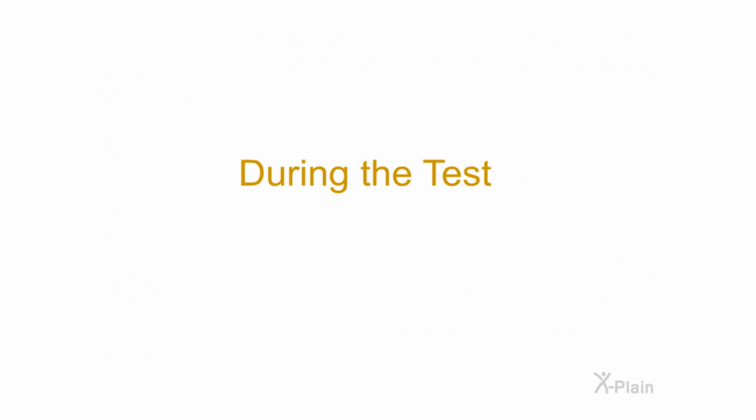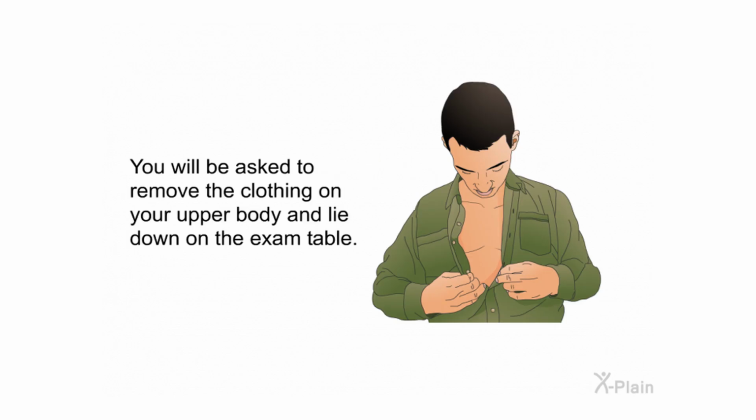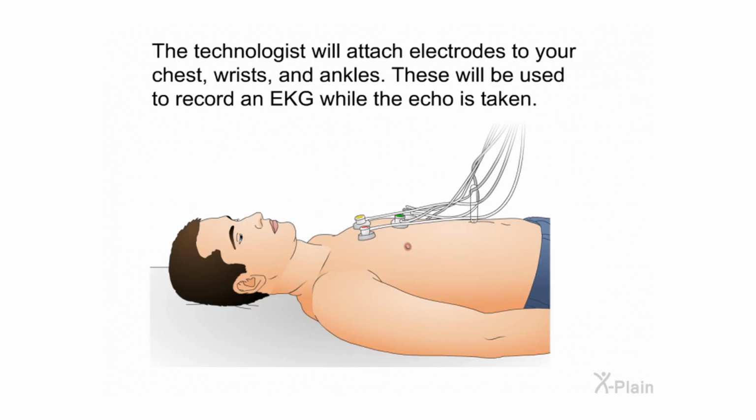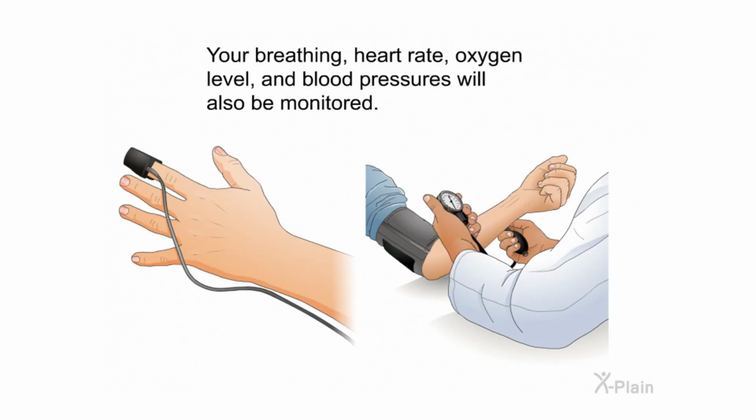During the test, you will be asked to remove the clothing on your upper body and lie down on the exam table. The technologist will attach electrodes to your chest, wrists, and ankles. These will be used to record an EKG while the echo is taken. Your breathing, heart rate, oxygen level, and blood pressures will also be monitored.